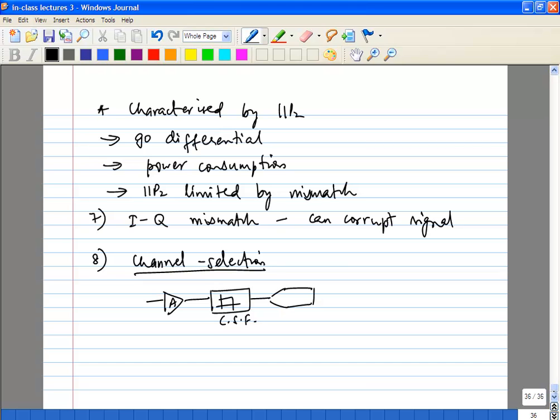The other option, so this is A. Do your filtering first. Do your amplification. There are, obviously, different trade-offs associated with each. Third option, amplify, and do the channel selection in the digital domain.